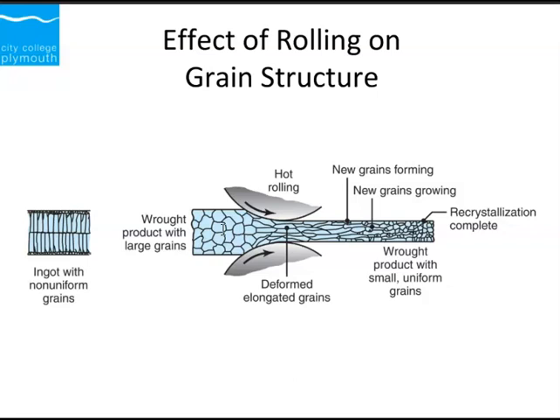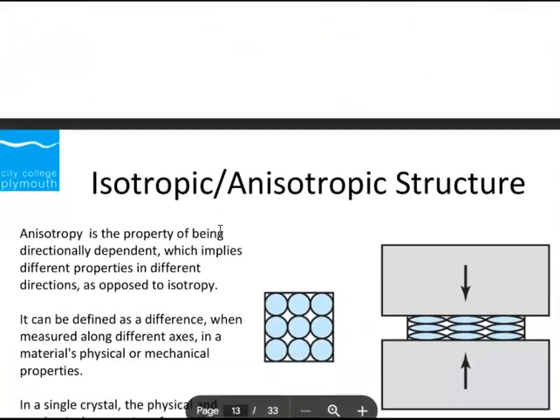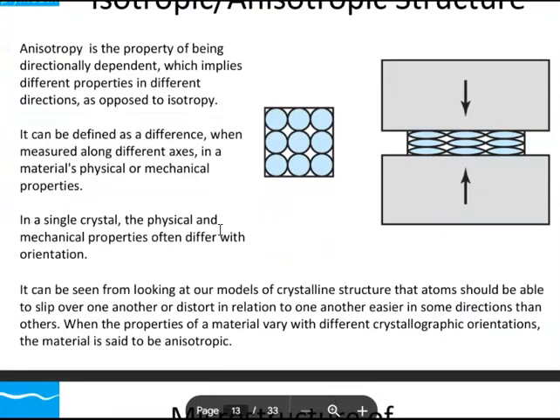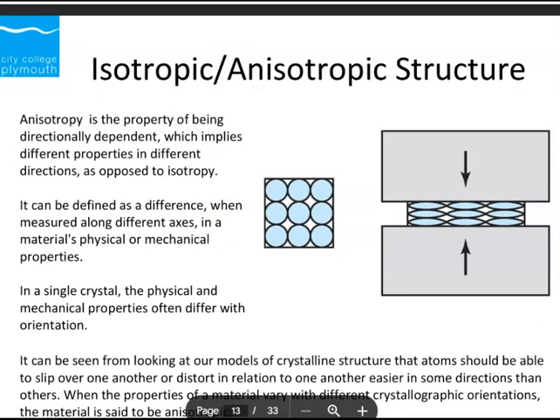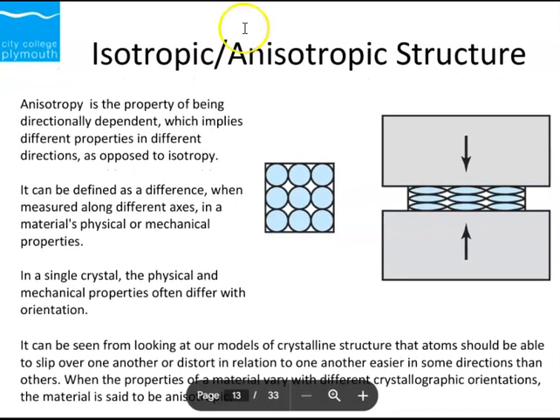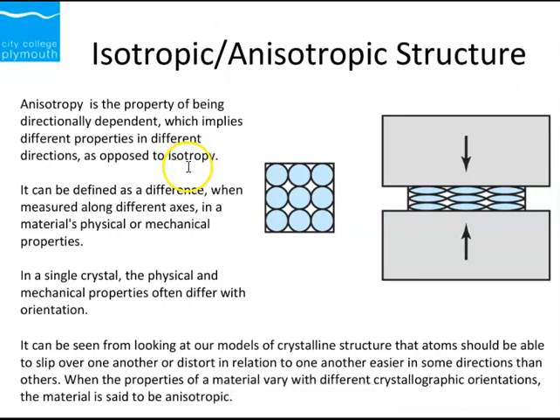So why can't we have something made of just one grain? There's a process called single grain growth, and we do it for wind turbines and other high performance equipment where we need that. I will explain that later on. Now we have a property known as isotropic or anisotropic structure. Anisotropic is a property of being directionally dependent, which means different properties in different directions.